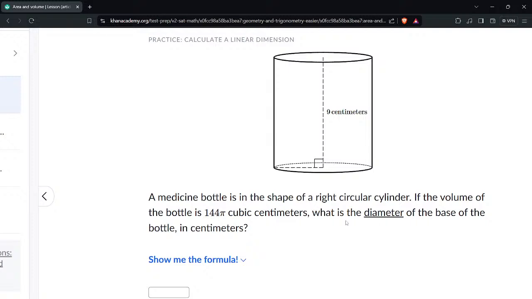It's one-third pi r squared. No, it's pi r squared. It's easy. It's pi r squared h, which is equal to 144. 144 divided by 9 is equal to r squared, so r is equal to the root of the answer, which is 4 times 2, which is 8.